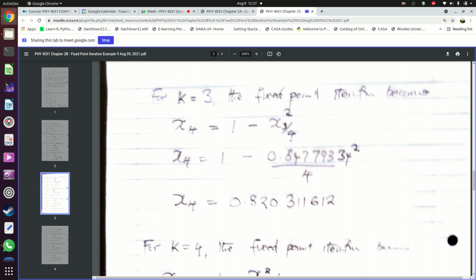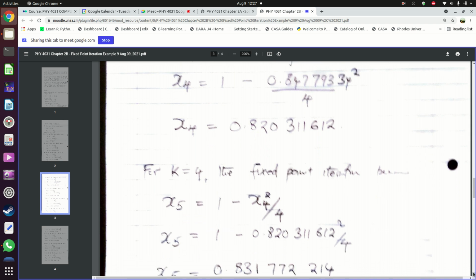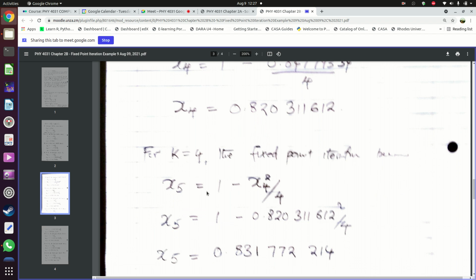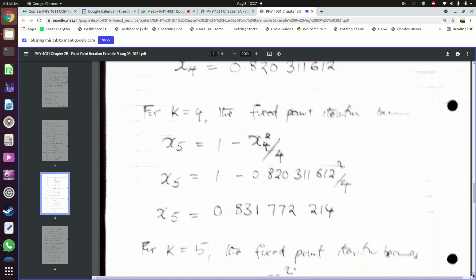Then we move on to k equals 4. So our fixed point iteration formula becomes x5 equals 1 minus x4 squared divided by 4. So you end up with x5 equals 1 minus this value of our x4 squared divided by 4, which gives x5 equals 0.831772214. So you can see the 8 is there. Basically, the first digit has stopped changing. So you start getting the sense that your fixed point must be somewhere 0.8 something. Is that clear?